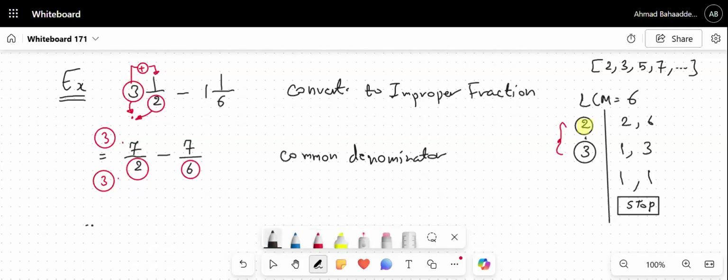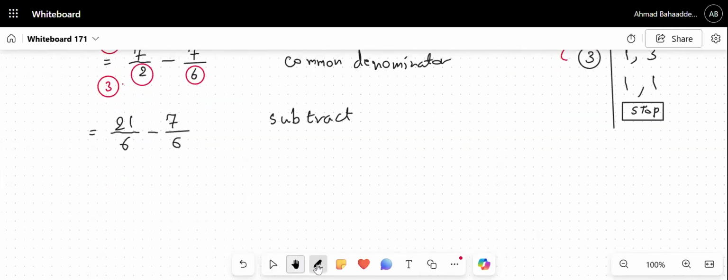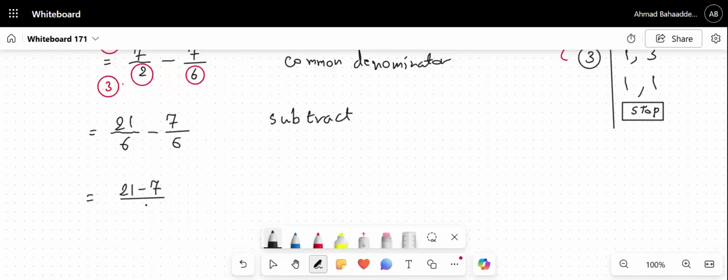So I'm going to make that. 3 times 7 is going to be 21 over 6, and this one is already 6. The denominator is already 6, so the top is 7. So we just do subtract. And now we go down a little bit and do the last step, or the step before the last step. So we take 7 from 21, and it's divisible by 6.